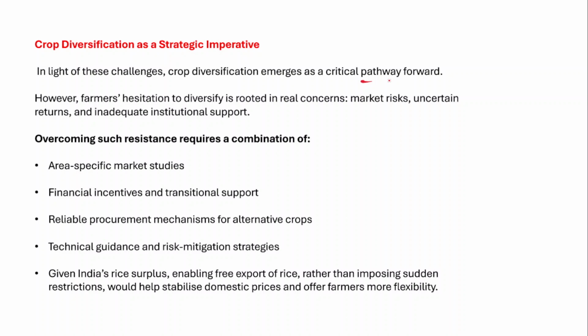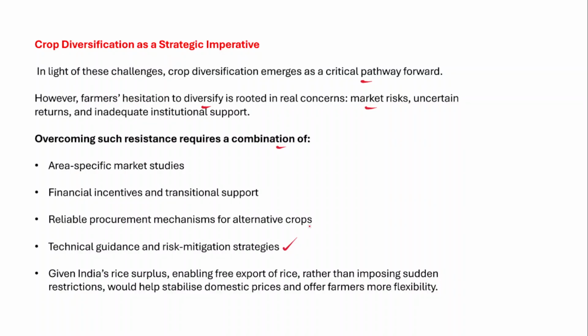However, if the government provides MSP for only limited crops, that will disincentivize farmers from going for crop diversification. Farmers' hesitation to diversify is rooted in real concerns such as market risks, uncertain returns, and inadequate institutional support. Overcoming such resistance on the part of the farmers requires a combination of measures. These measures include area-specific market studies, financial incentives and transitional support, reliable procurement mechanisms for alternative crops, and providing technical guidance and risk mitigation strategies to the farmers.